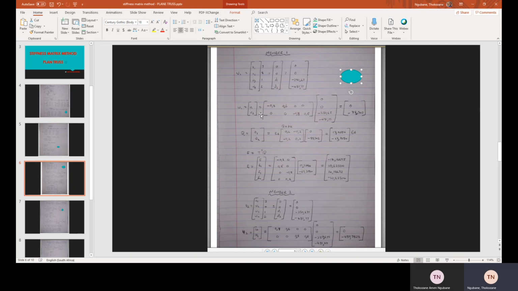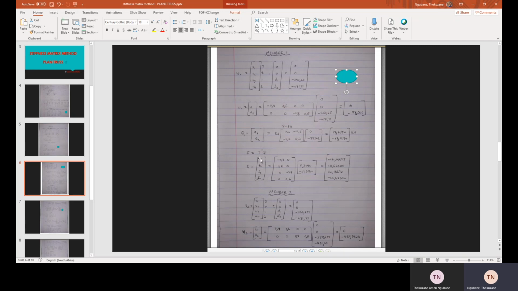And then for U1, it's T1 times V. Then we multiply with different methods to get these answers here. And then for Q1, we multiply K times U. You can check on the slide, we have K formula and U formula. Then we calculate our different matrices, and then we calculate our forces.